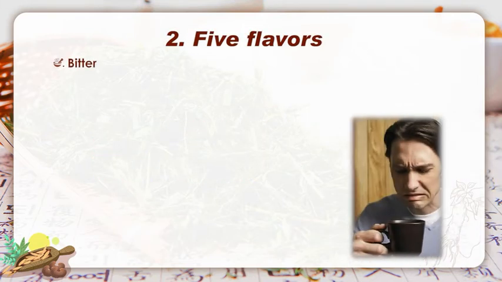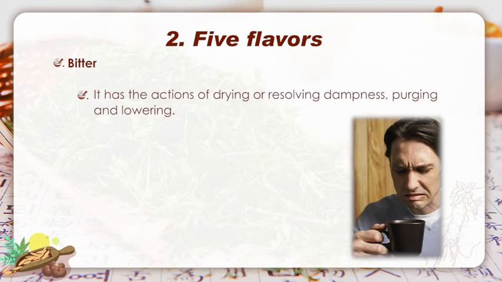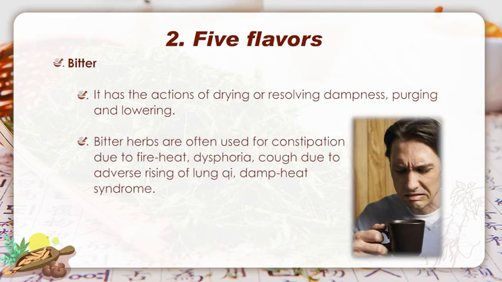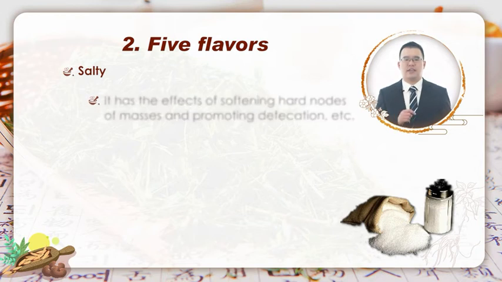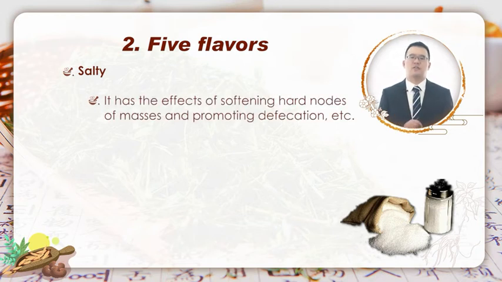Bitter is an unpleasant flavor, which has the actions of drying and resolving dampness, purging and lowering. Bitter herbs are often used for constipation due to fire heat, dysphoria, cough due to adverse rising of lung qi, and damp heat syndrome. The last flavor, salty, has the effects of softening hard nodules or masses and promoting defecation, etc.